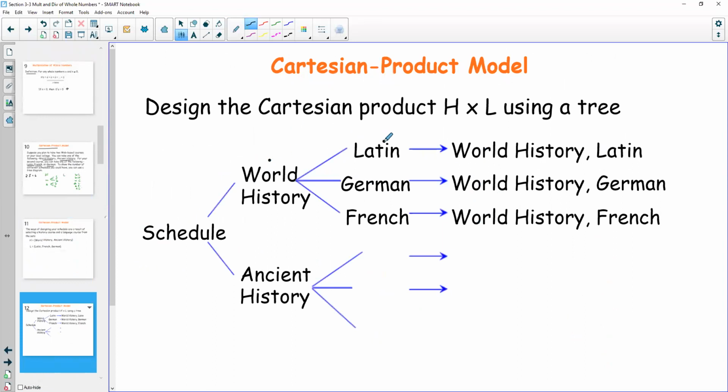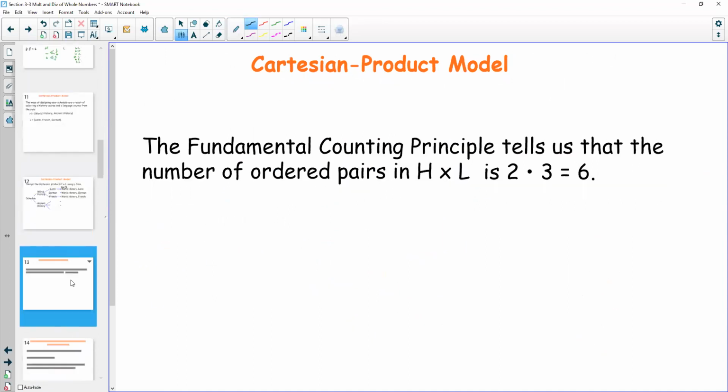So world history, Latin, right? And we get all the choices. We end up with 2 times 3. We end up with 6. Okay. This is also the fundamental counting principle. It's a part of probability. We've seen it earlier, or if we didn't see it earlier, we'll see it again. But it basically says that if you have this many choices in group A and this many choices in group B, you multiply them together, that's how many choices total.